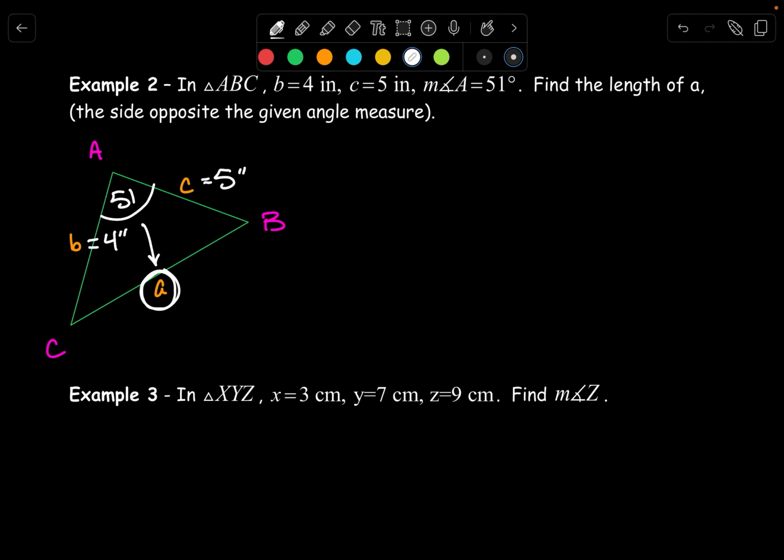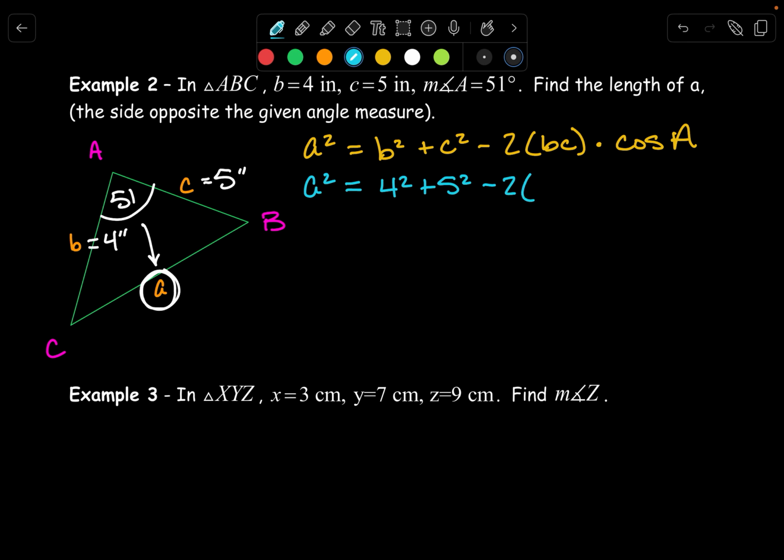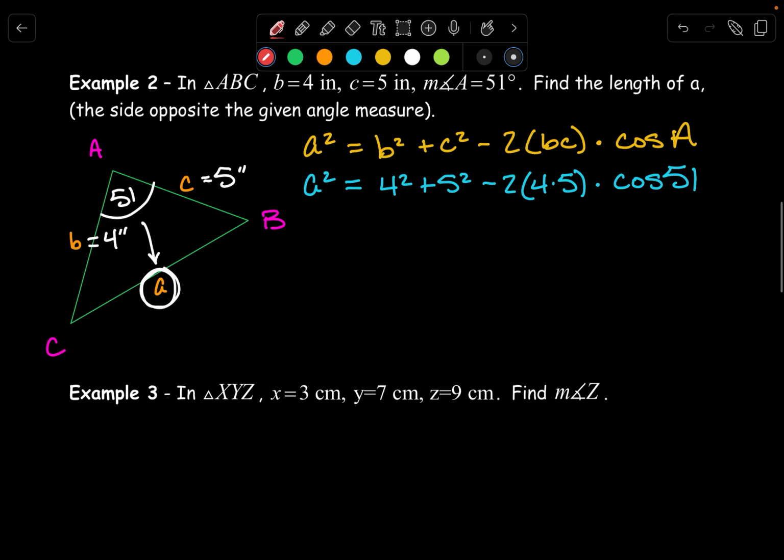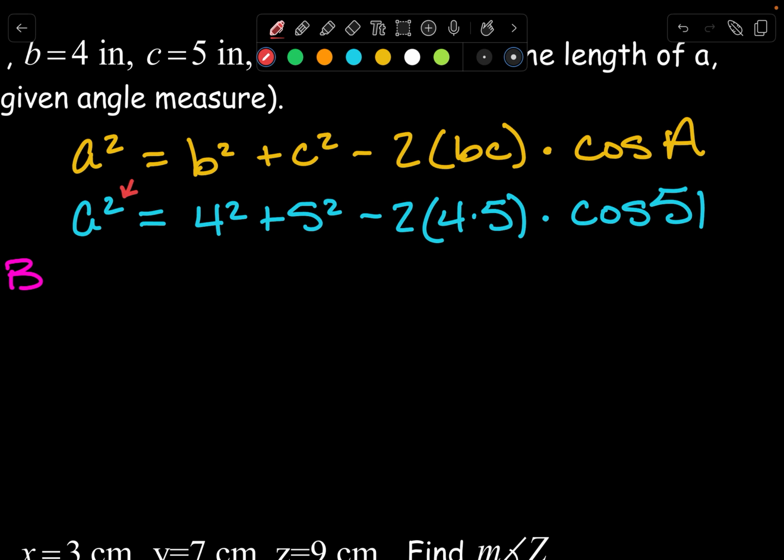So for this one, I'm going to also use the law of cosines when it's set up to solve for A. Now, I'm going to plug in what I know. I do not know A, but I know that B is 4, C is 5, and I know that A is 51 degrees. Now, again, at this point, you've got an exponent that you need to cancel. So you're going to find the square root of both sides.